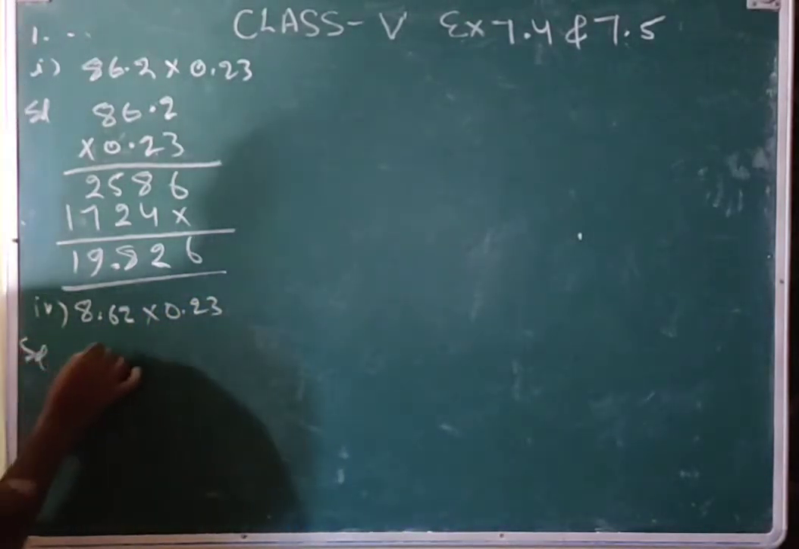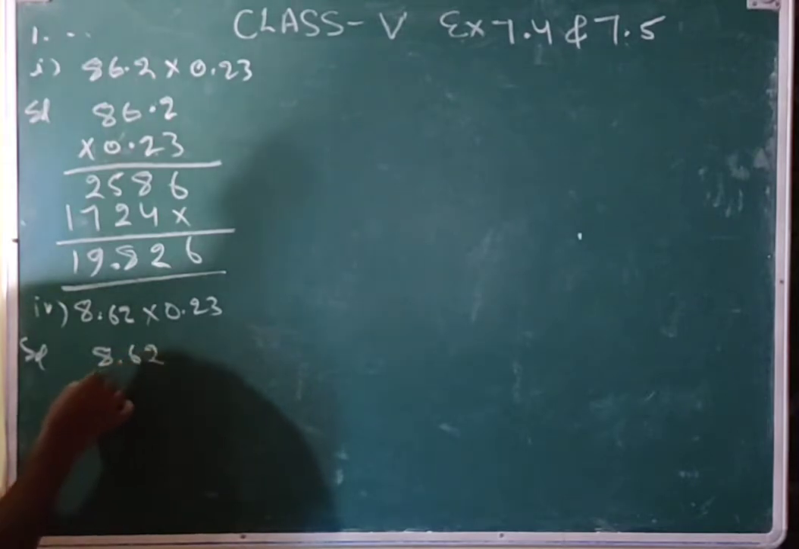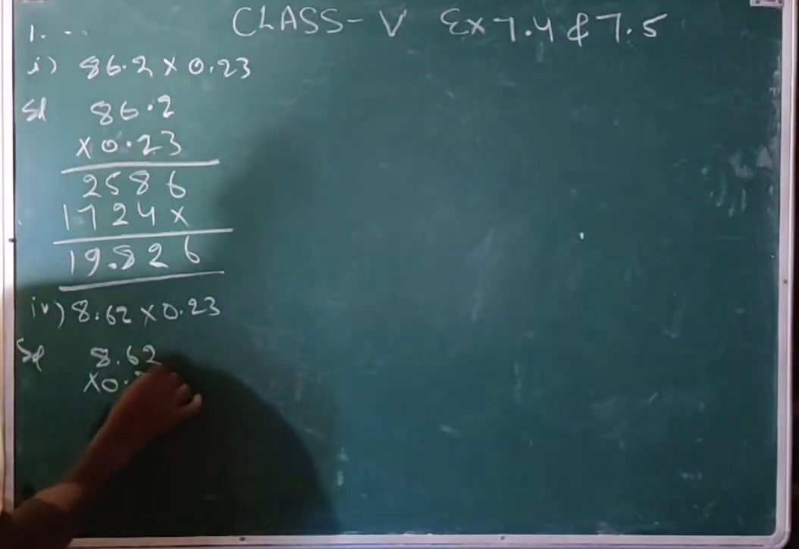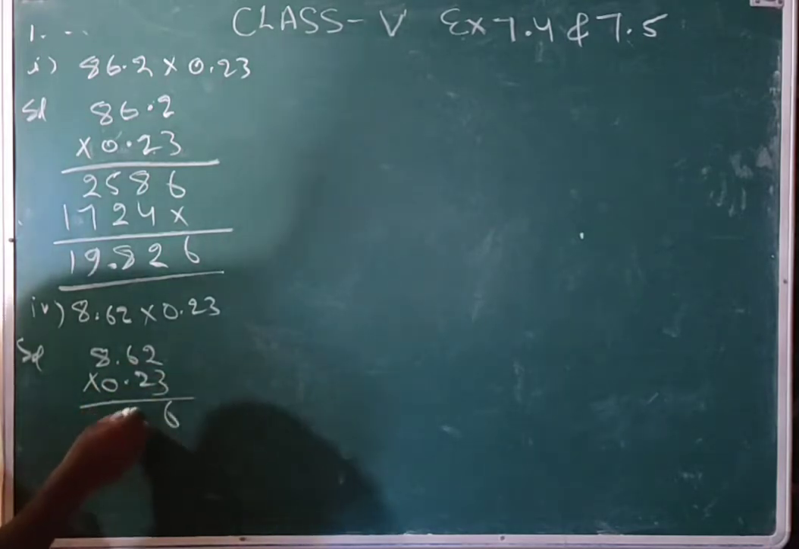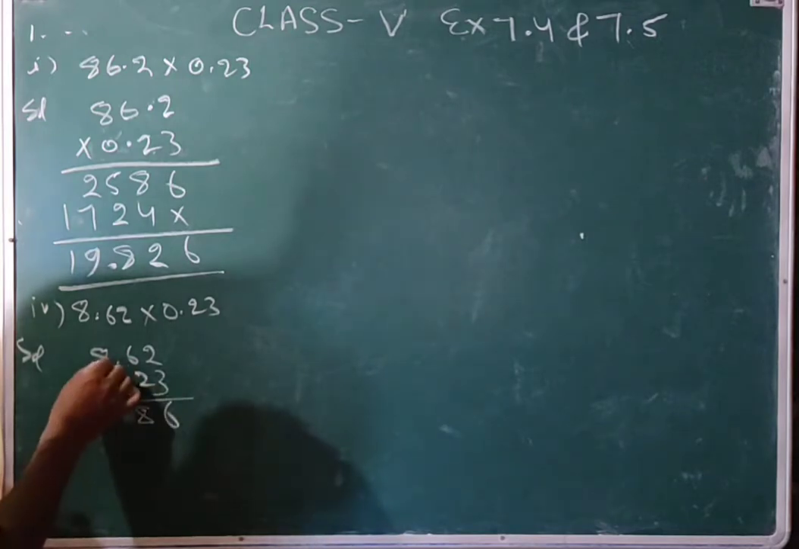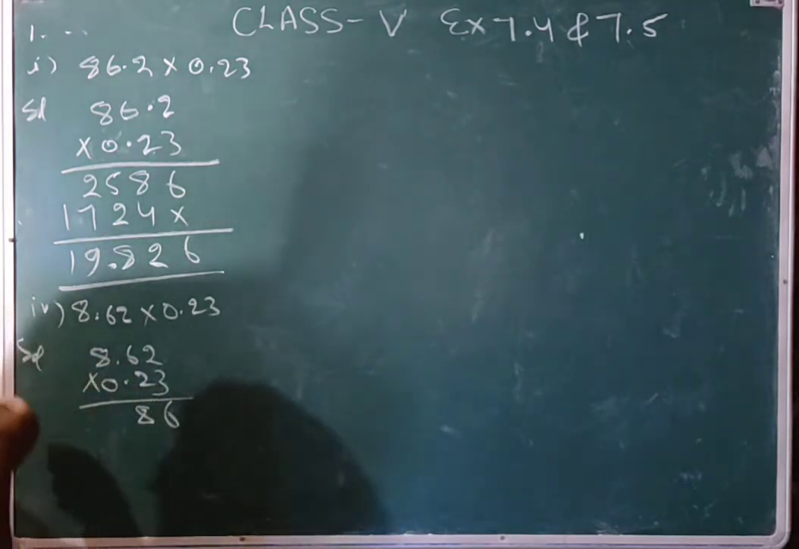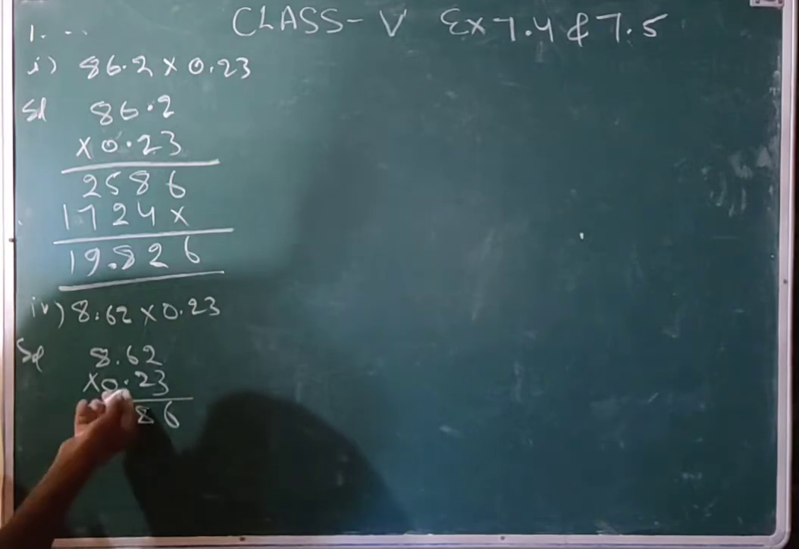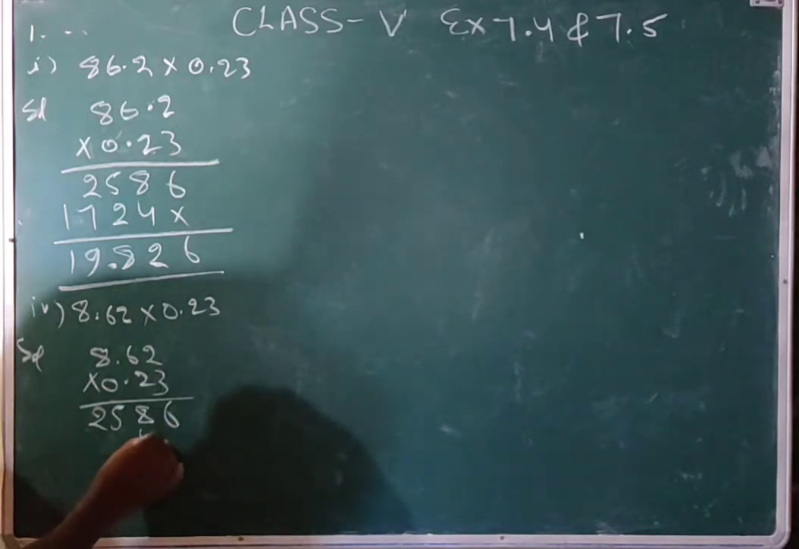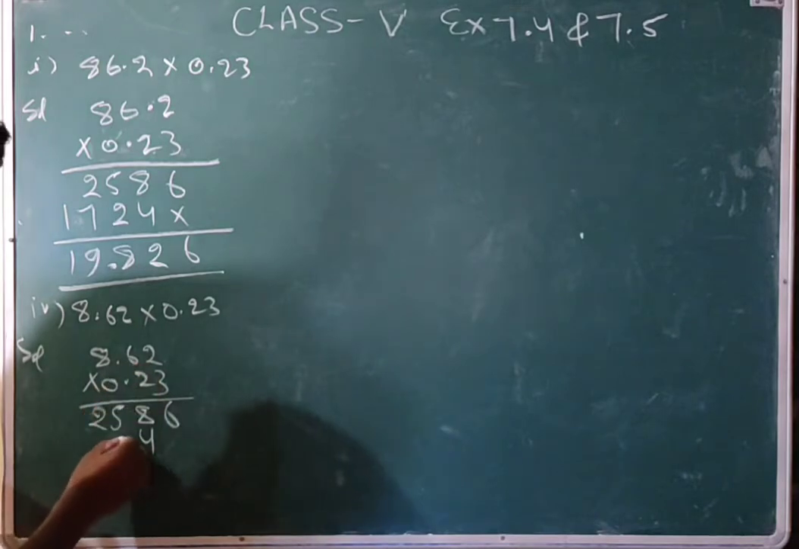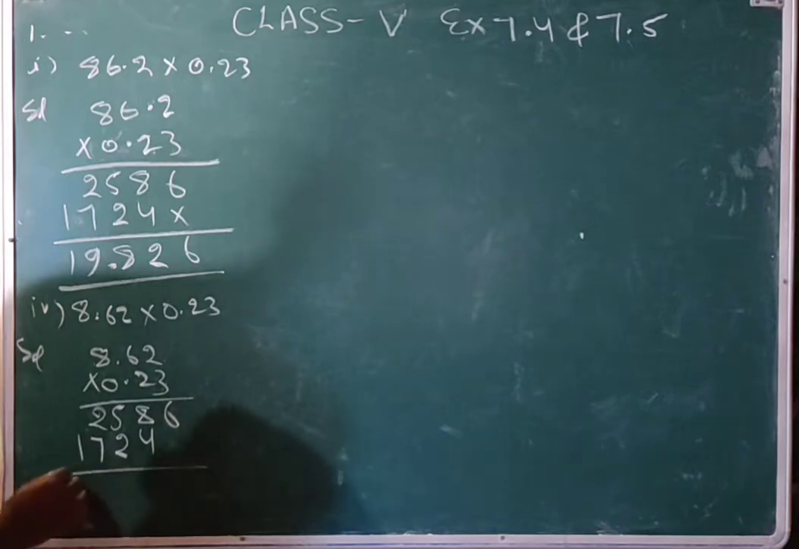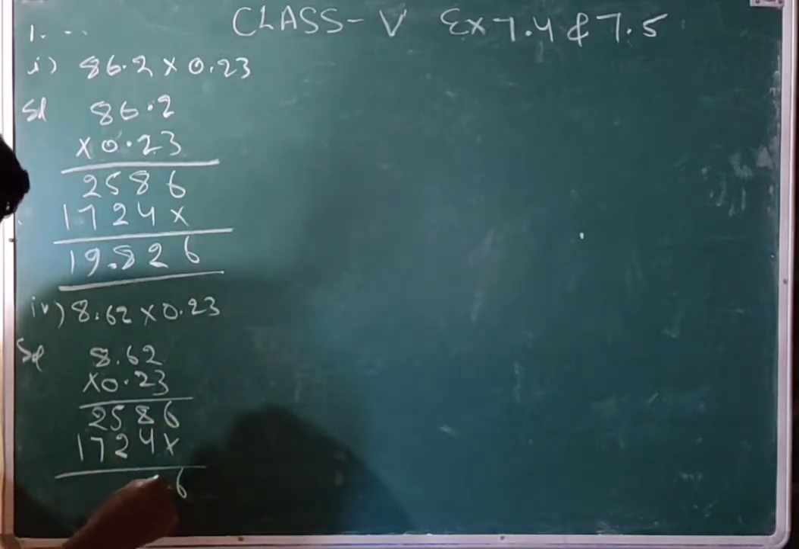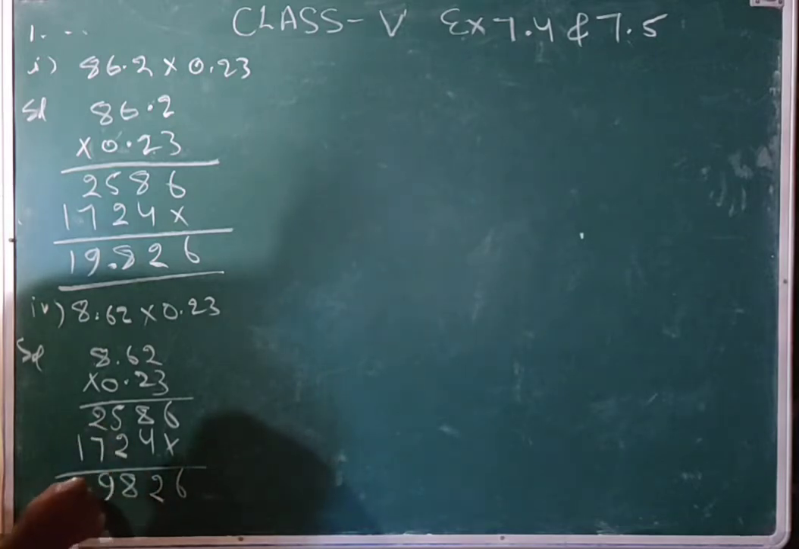Similarly this one also we will do 8.62 multiply by 0.23. 3 2s are 6, 3 6s are 18, 3 8s are 24, 1 25. Every number is same looking. 2 2s are 4, 2 6s are 12, 2 8s are 16, 1 17. And then 6 2 5 3 8 9 1.